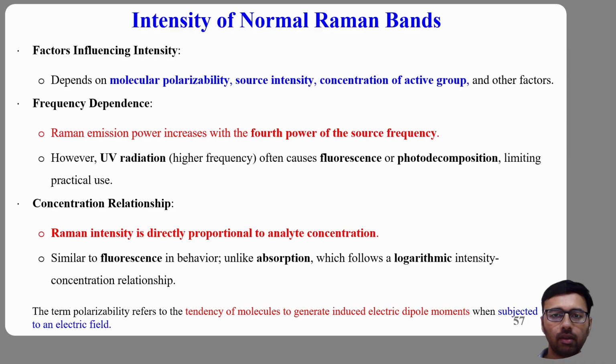Modern Raman systems commonly use 532 nanometer green lasers, 633 nanometer red lasers, or 785 nanometer near IR lasers. Near IR lasers produce weaker Raman signals, but they dramatically reduce fluorescence.